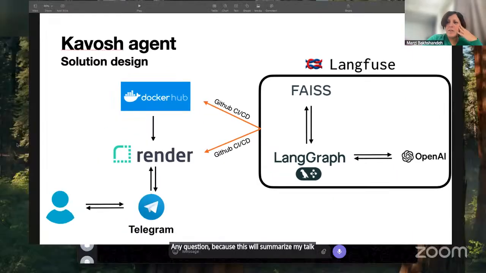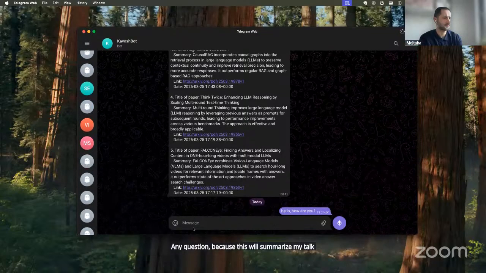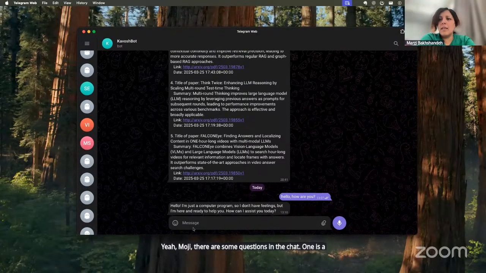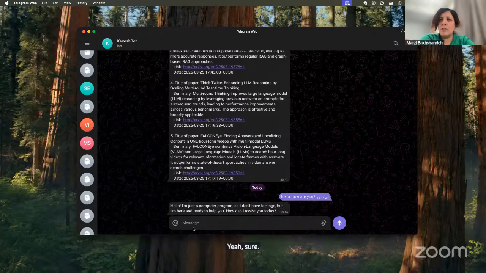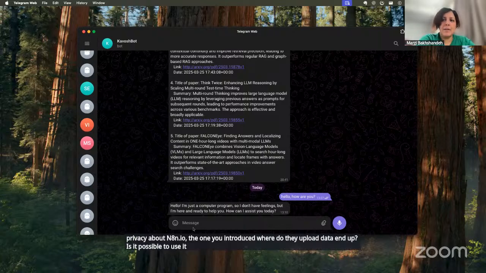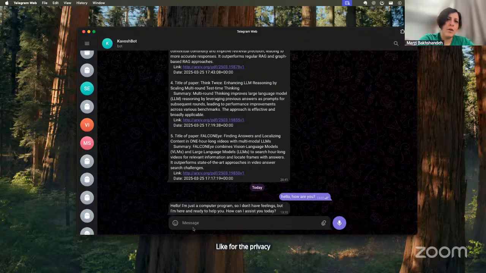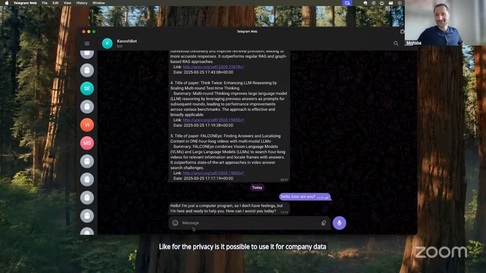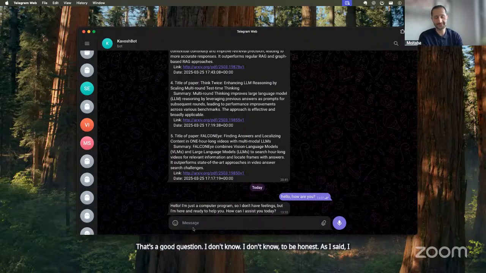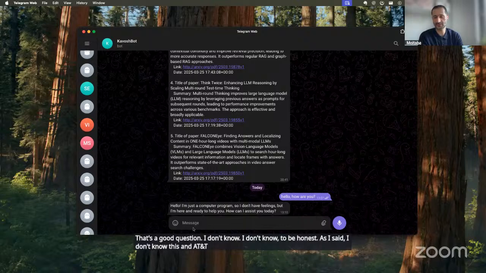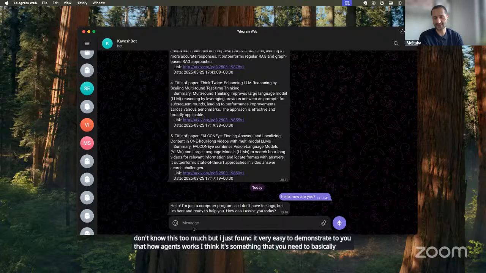Yeah, Moji, there are some questions in the chat. Yeah, sure. One is a question about privacy with n8n.io, the one you introduced. Where does the uploaded data end up? Is it possible to use it for company data, for privacy reasons? That's a good question. I don't know, to be honest. As I said, I don't know n8n too much, but I found it very easy to demonstrate to you how agents work. I think it's something you need to dig into to understand it. I don't have any advice regarding n8n.